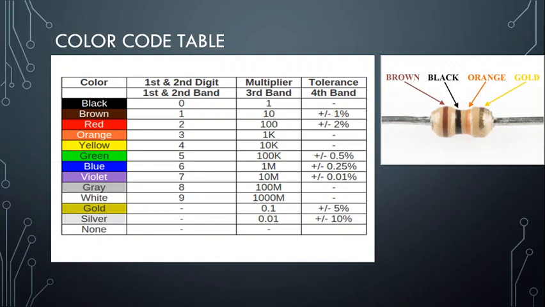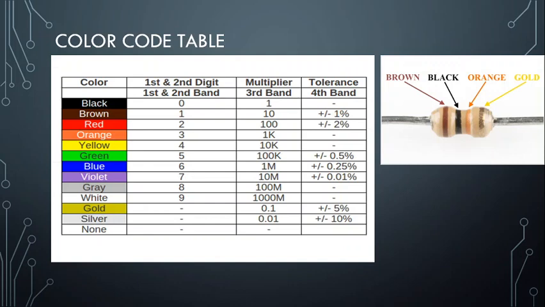Anyway, a resistor with the markings brown, black, orange, gold will translate as follows: 1 for brown, 0 for black, which forms the digit 10, which is multiplied by 1000, which is the value of orange, equals 10,000 with a tolerance of plus or minus 5%.